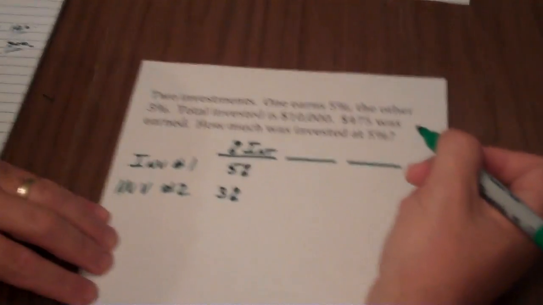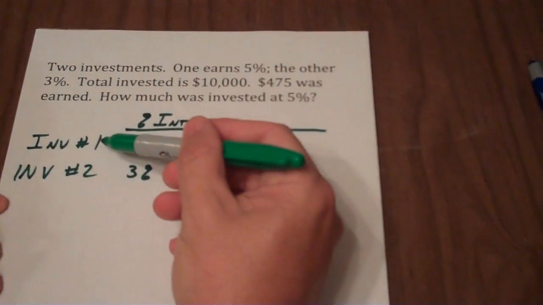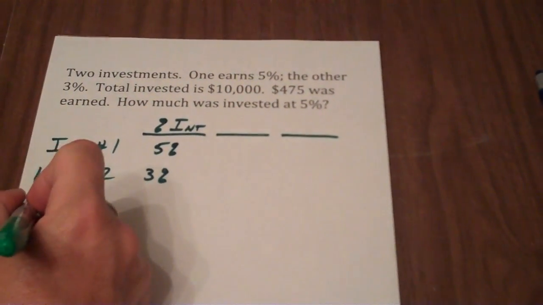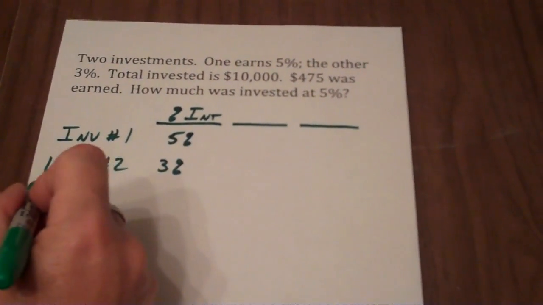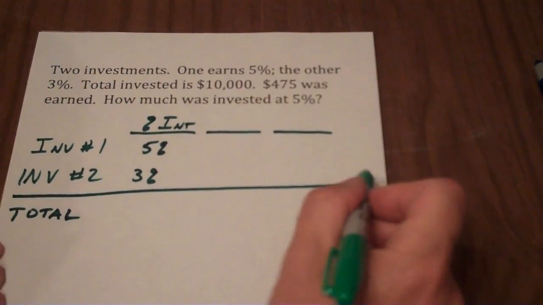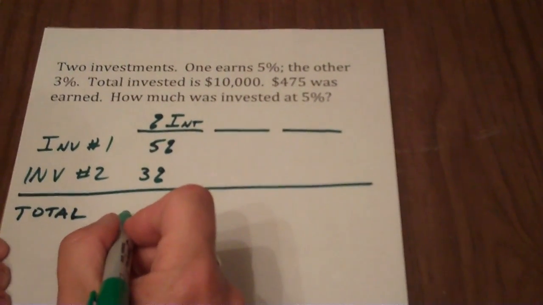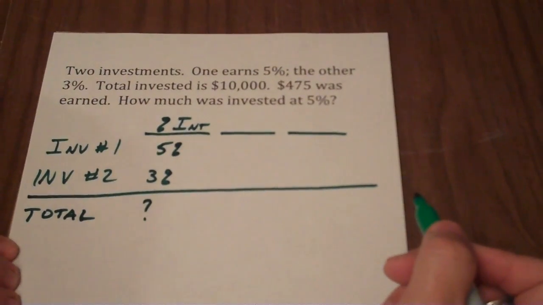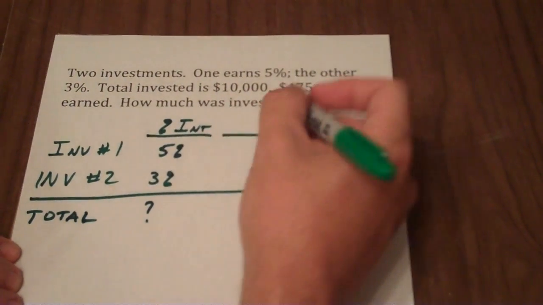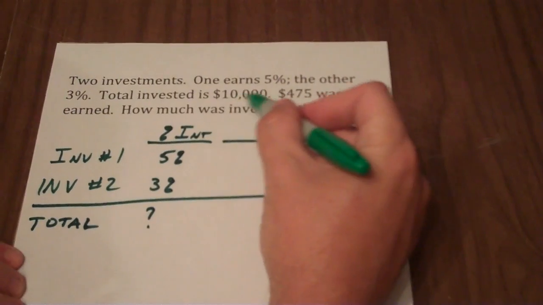I know that my total, I've invested $10,000. And again, that's not investment 1 or investment 2. Total is actually another subject, so I'll add an extra line to my chart. And I want you to remember that I can leave this line blank. I don't have to know what the total percent was. But what I do know, again, was that there was $10,000 invested.